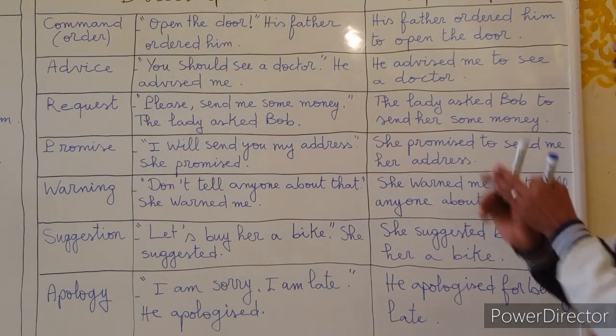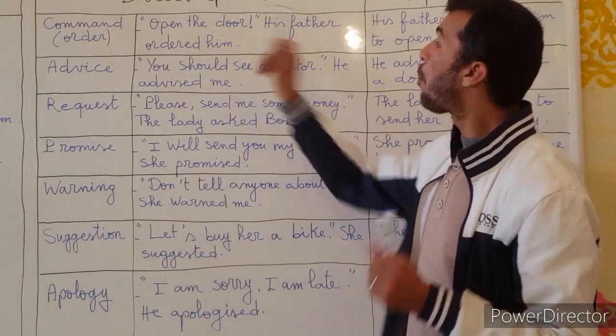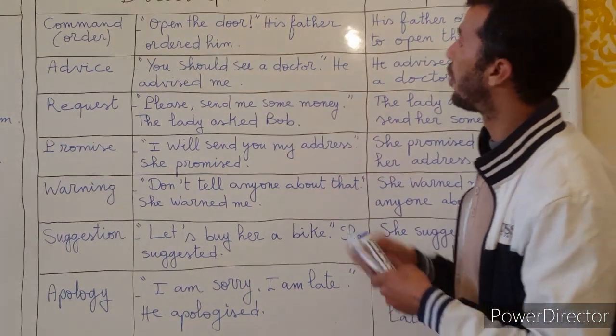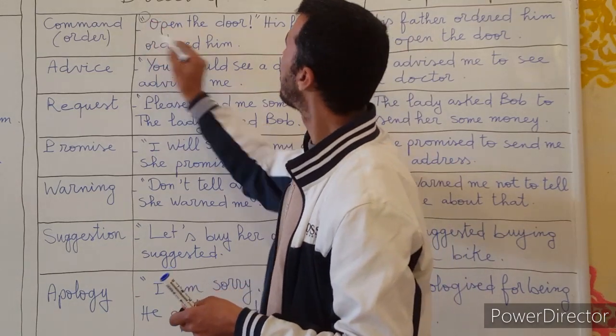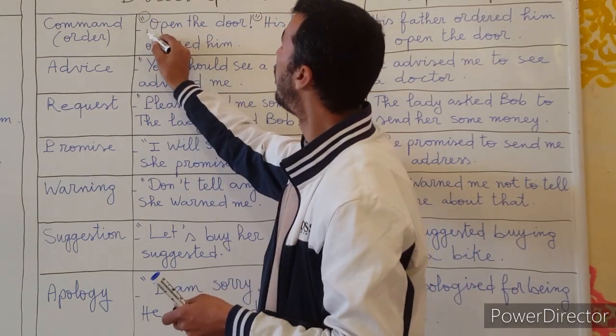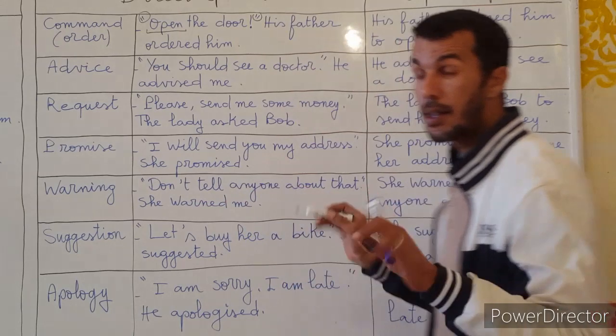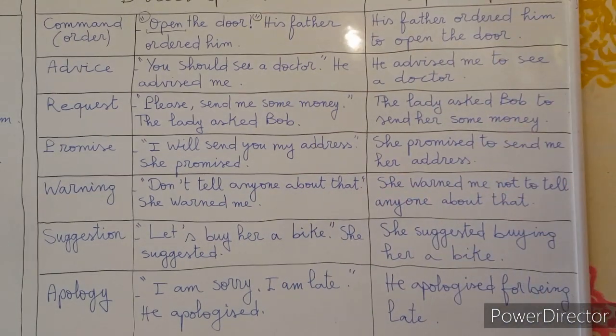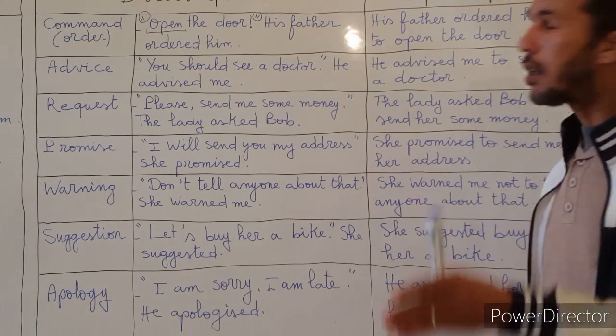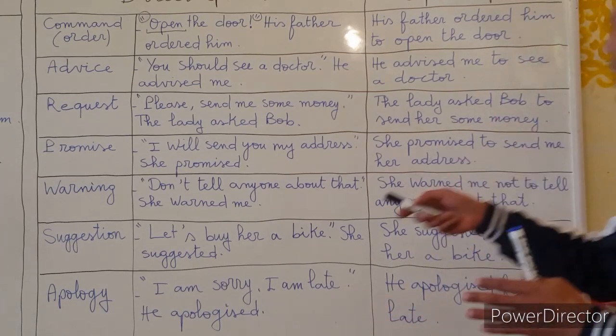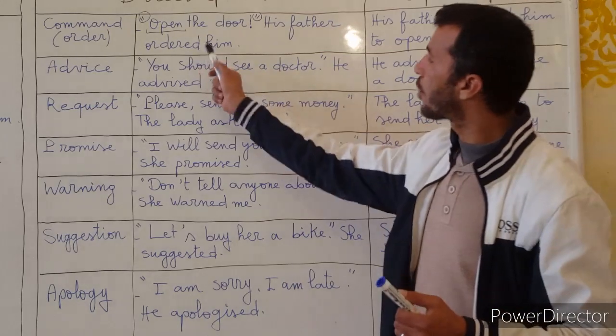So, an example of order or command: Open the door. What do we have here? Right after the inverted commas, we have a verb. There is no subject. So, this is an order. Do your homework. Revise your lessons. Open the door. Close the window. All these are orders. So, his father ordered him.